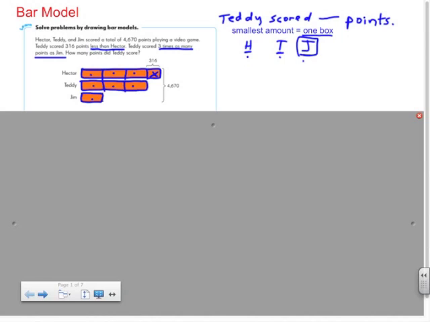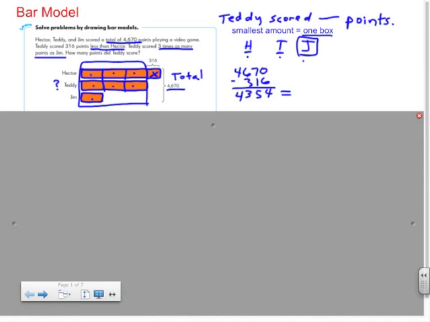I know that the total is 4,670, so the total always goes over here on the right. And my question is, how many did Teddy score? So I'm going to put a question mark by Teddy, because that's the one we're looking for. So first, I'm going to get rid of the 316 points because then I would have 7 boxes that are the same size. So if I subtract that, I have 4,354 points left for these 7 equal size boxes.